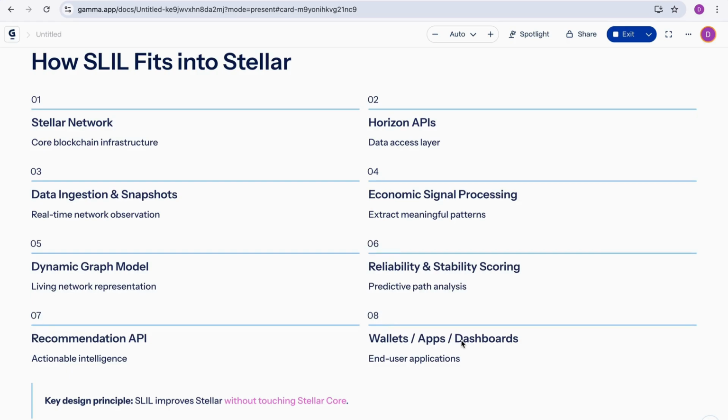Here's how SLIL fits into the Stellar ecosystem. We read live data from the Horizon APIs, process it through an intelligence pipeline, and expose recommendations via a simple API. Wallets or dashboards can consume this intelligence, but SLIL itself never touches user funds. This means we improve Stellar without changing the protocol.